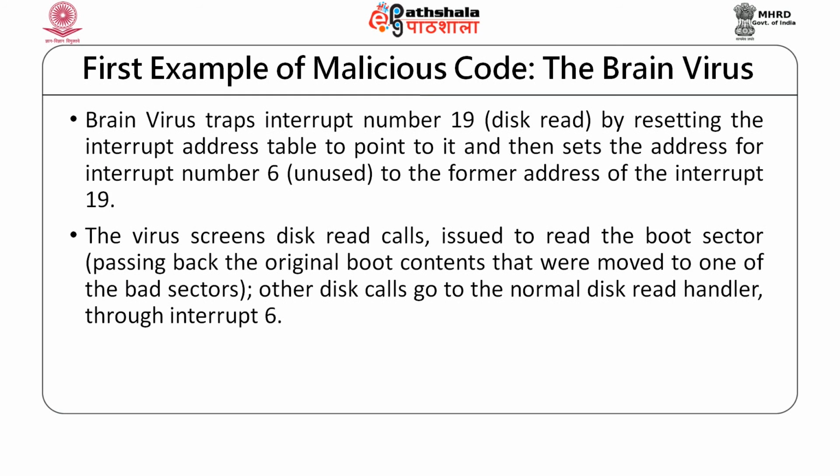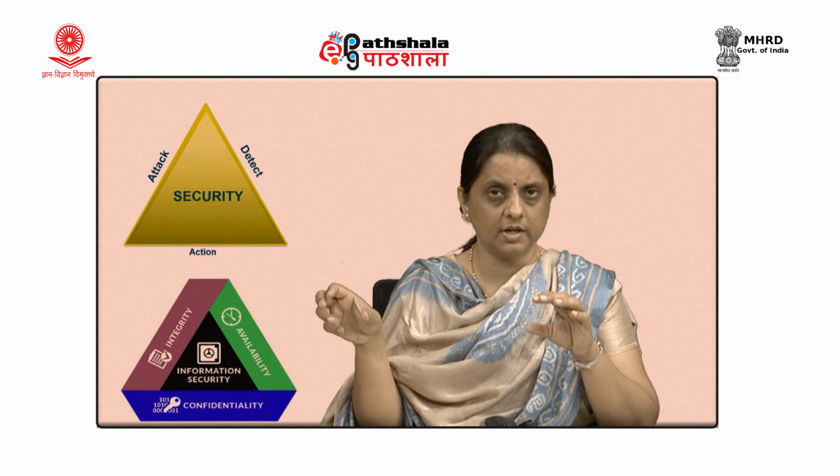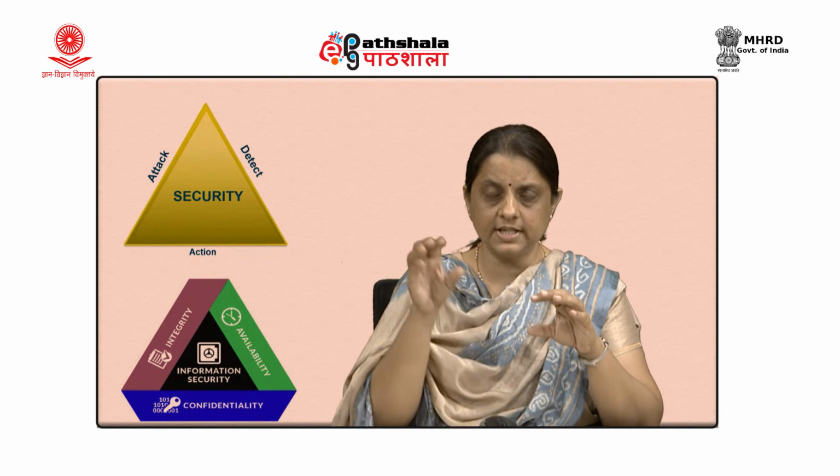The brain virus usually traps interrupt number 19, which is for disk read. You all know there are interrupts attached to the system which perform certain functionality. The interrupt in discussion is interrupt number 19, which is responsible for reading from disk. The brain virus resets the interrupt address table to point to itself. The memory is attached to interrupt number 19, where the actual instruction for interrupt 19 is written. Now, what does the brain virus do? It changes the pointer.